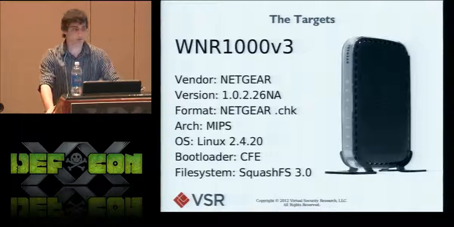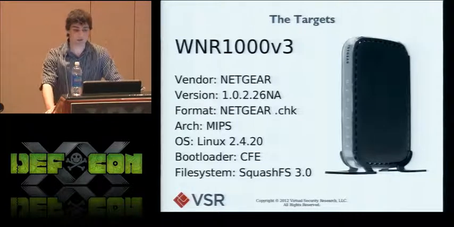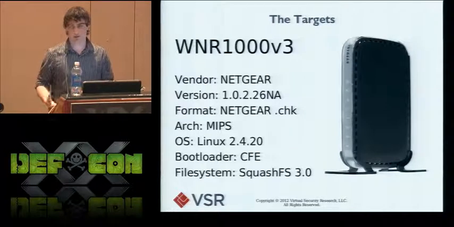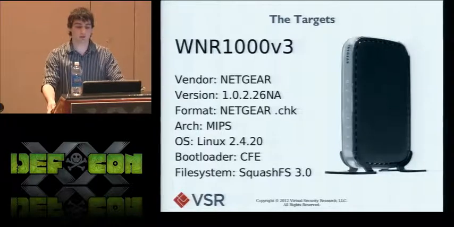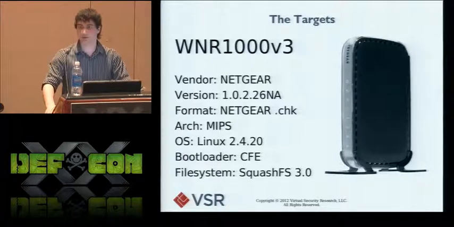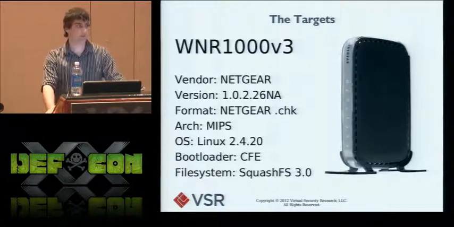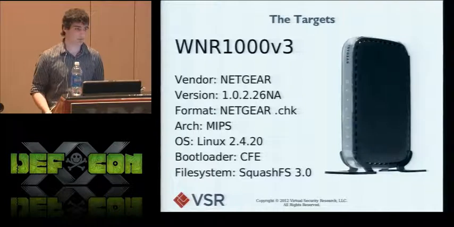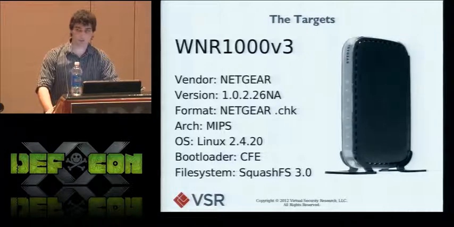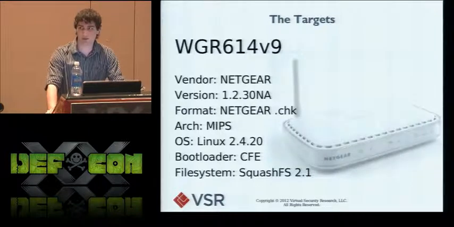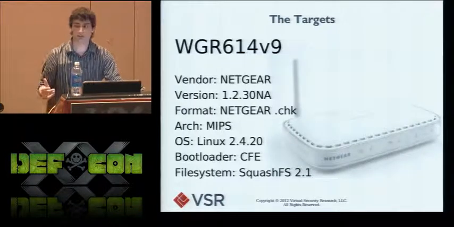So a couple routers that I looked at specifically for this project: the WNR 1000 version 3, made by Netgear, uses the proprietary Netgear CHK format, which we'll go into a little bit more later, for the actual structuring of the firmware image. It uses a MIPS architecture, and as we'll see, almost every consumer router out there, at least that I was able to use, was based on MIPS. And these use really old versions of Linux, which is great. This one was using Linux 2.4.20, which I believe came out in November of 2004 or 2002. And that's really old.